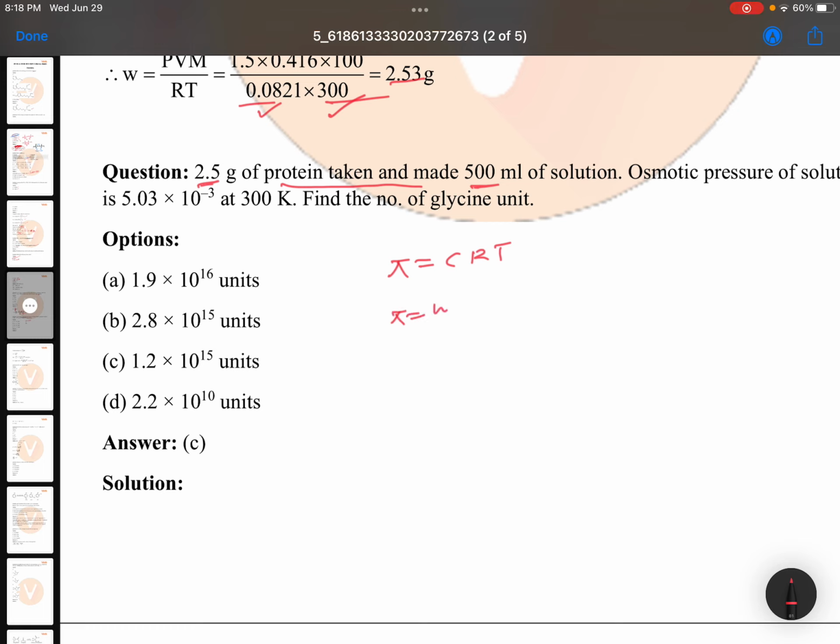Pi is equal to weight by molecular weight into 1000 by V into R and T. Pi is given 5 into 10 to the power of minus 3. Weight is given 2.5. Molecular weight you need to find out. Into 1000 by 500 ml they made. R value 0.0821. Temperature is 300.